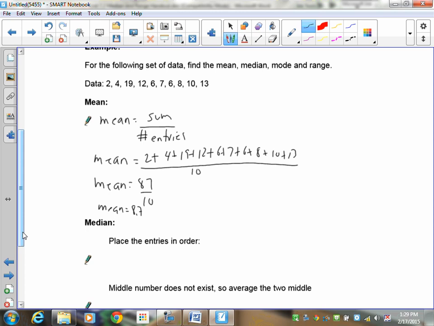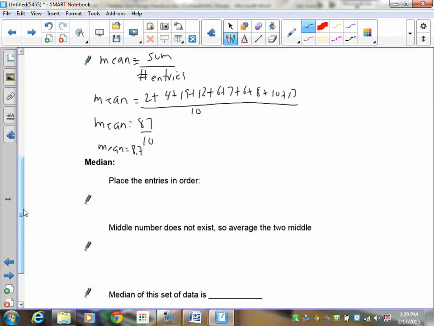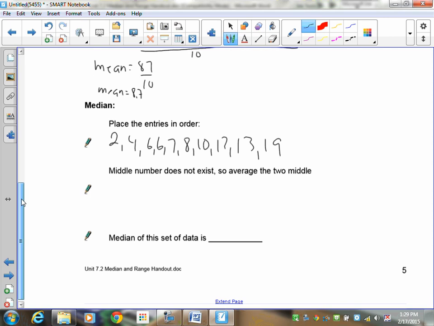Now remember, this is a formula, which means that there's a left side and a right side, so you can't just drop the mean word. You have to have the mean written down every time. Now, the median, we had to put them in order. So to put these in order, this is what it would have looked like. 2, 4, 6, 6, 7, 8, 10, 12, 13, and 19. I know I'm going quick, but I expect you to have this done.